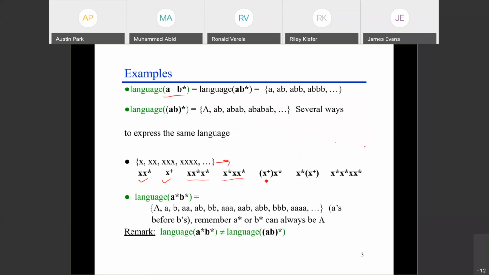X plus gives you a guarantee that 1x will be there, and x star will give you lambda and all those things. But when lambda concatenates with x, it will vanish. So this is the same thing written in another way. And this also has 1x always here. So it does not matter where you start, where you end, and whether it has a star there or not, x will always be there. Okay.